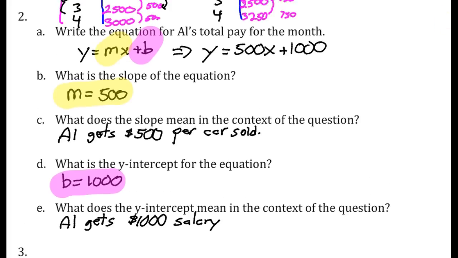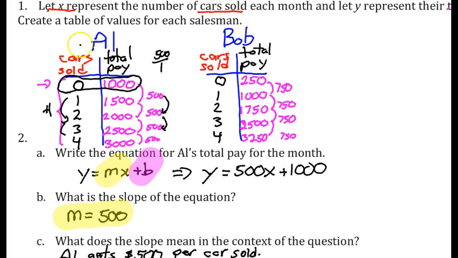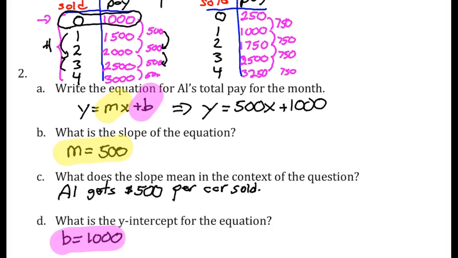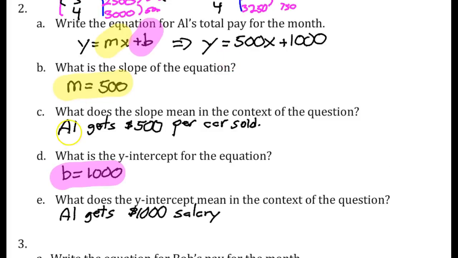Okay, go ahead and do number 3. Do the same thing that we just did for Al and do it for Bob on number 3. Same exact questions, okay, and they'll be very similar answers, right? So if Al, you might say Bob. Bob gets how much per car sold. Right? So you don't have to come up with a new way of solving or answering a question. Just change the numbers around a little bit.